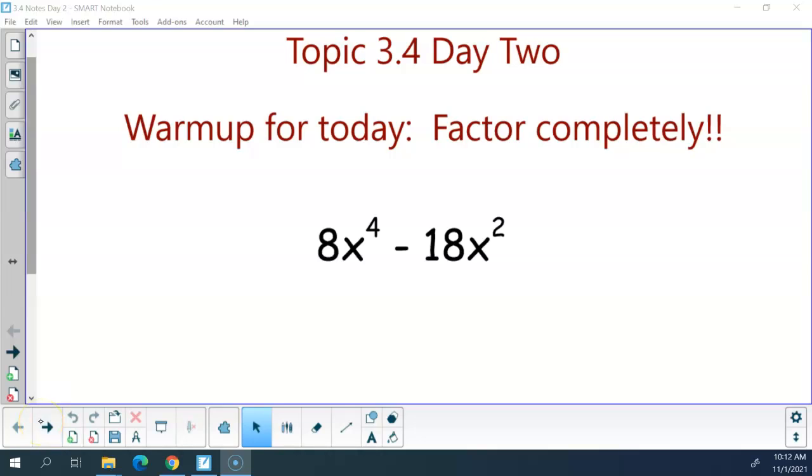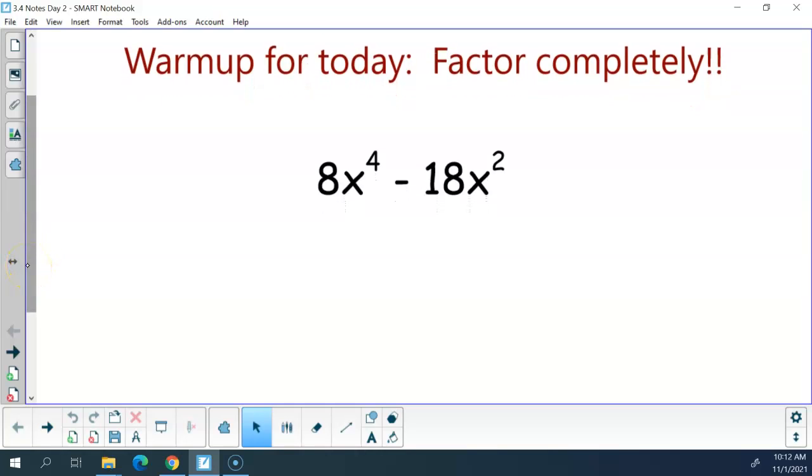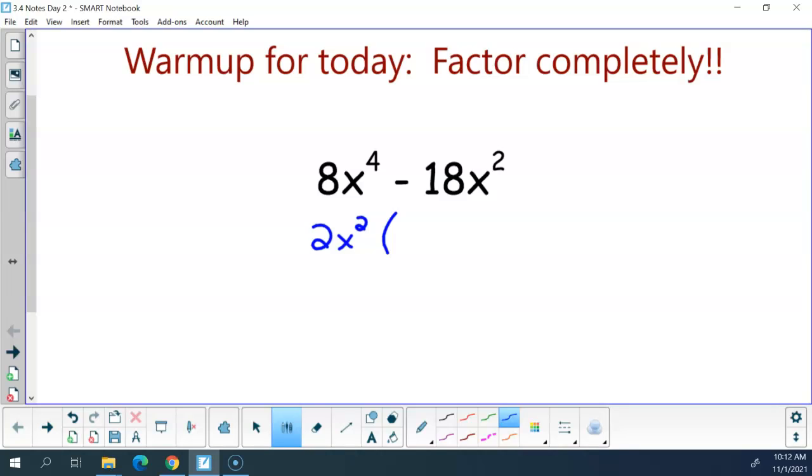Okay, what do we got first? What are we going to factor first? 2x squared. I like that better. Okay? So if I factor out a 2x squared, what's left over? 4x squared minus 9.